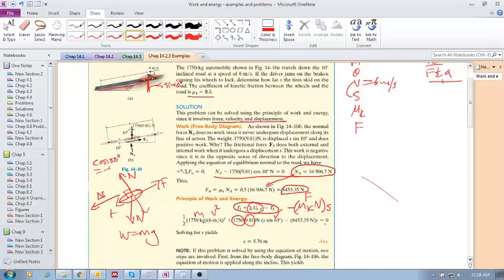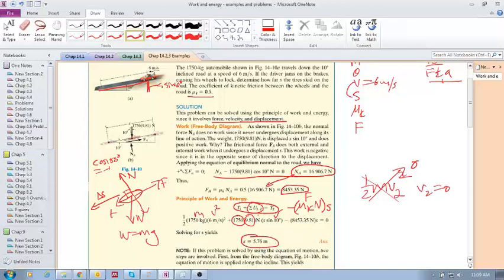So in this equation, on the right-hand side, T2 is half m v2 squared. What is the final velocity? V2 is 0, so there's no kinetic energy on the right-hand side. T2 is 0, so that's why we have a 0 there. And we solve for our displacement, and it equals 5.76.